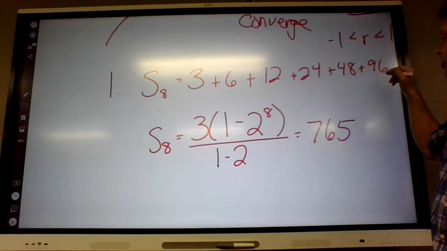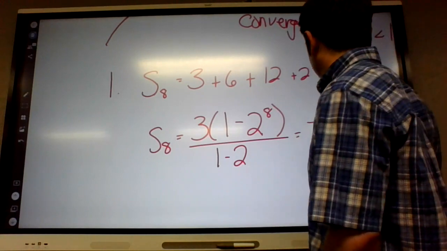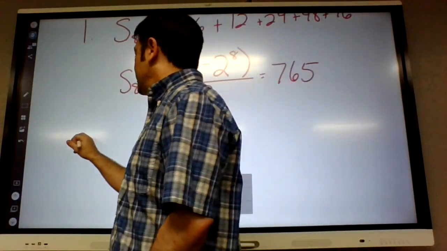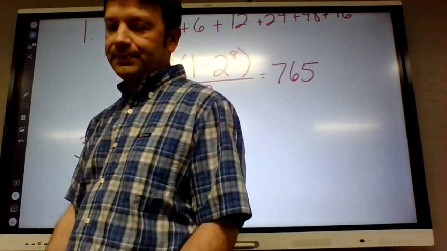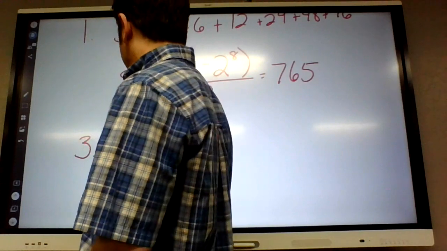We could have kept going out like this to the 8th term. I think it's just more work if it's anything more than 5, 6 terms. It's probably more work to do that. Okay, anyways, number 3. S sub 6, 16, 24, 36.